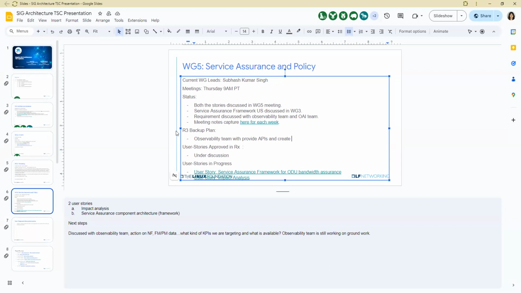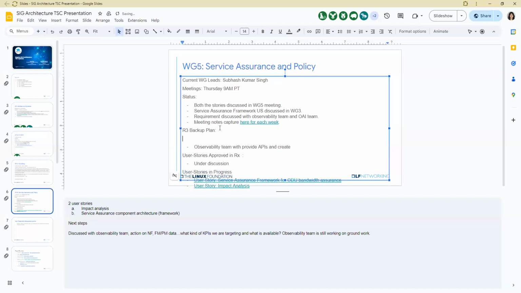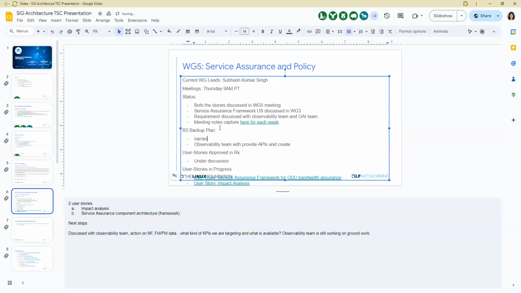The second phase is what we went into, right? Earlier, we had multiple use cases, so we narrowed down to the ODU case. That is now a simpler use case, and we are taking that feedback so that we will work on it. We already narrowed down to one single use case, ODU bandwidth assurance.